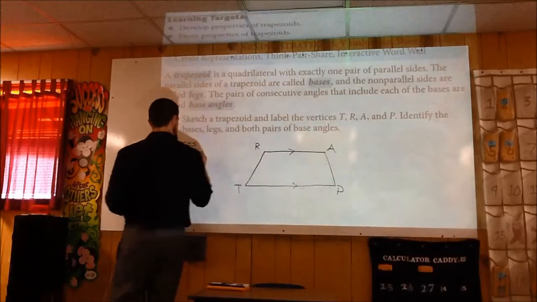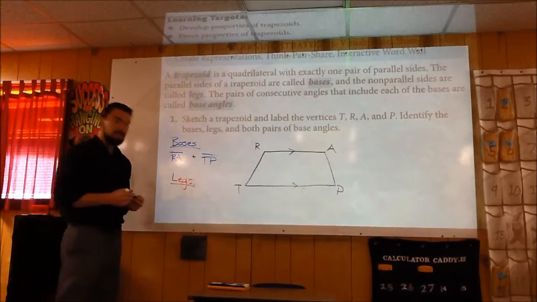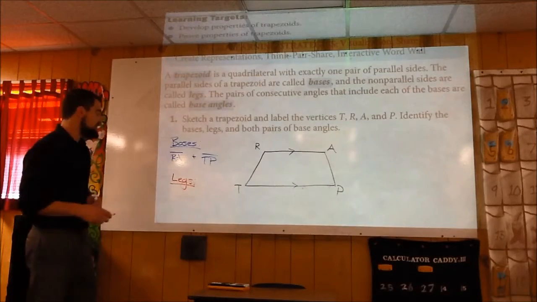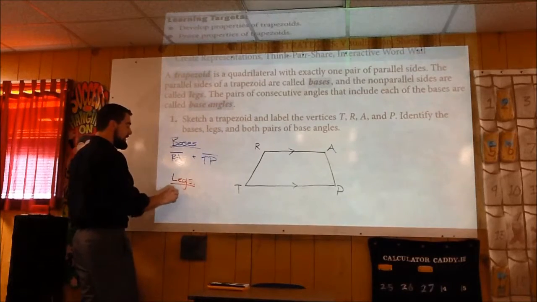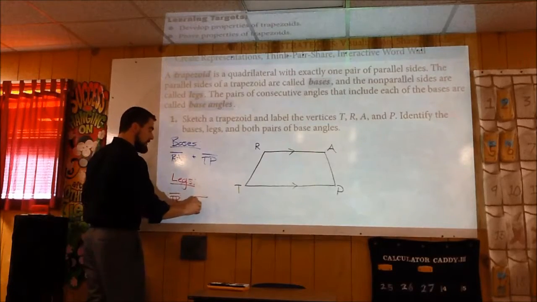And the other one is? Segment TP. These are your 2 bases. They are going to be parallel to one another. The bases of trapezoids are parallel. And then you have your legs. In this case, for this trapezoid, what are the legs? Segment TR. And segment AP.